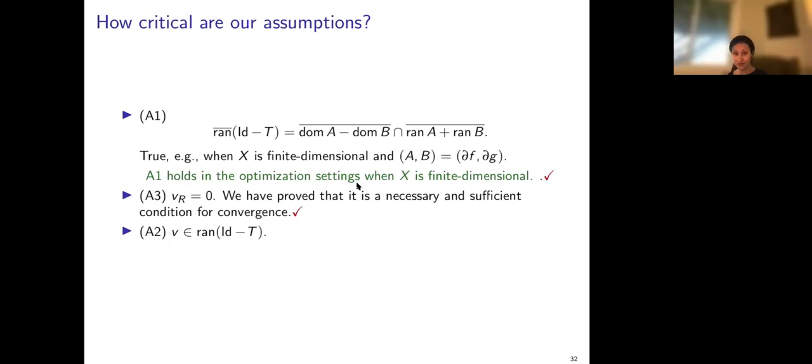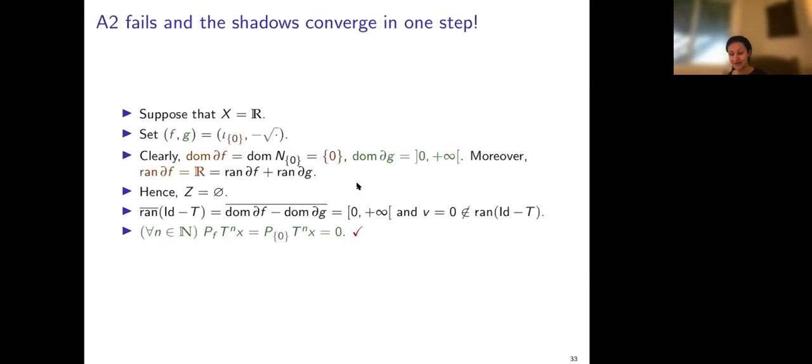And I will show you 2 examples where A2 fails and the shadow does extremely well, and where A2 fails and the shadow does extremely badly. So here is a positive example. I work on the real line and I want to minimize the minus of the square root subject to x equals 0. So clearly the only minimizer is 0. So the argmin is non-empty, in fact it's the singleton 0.